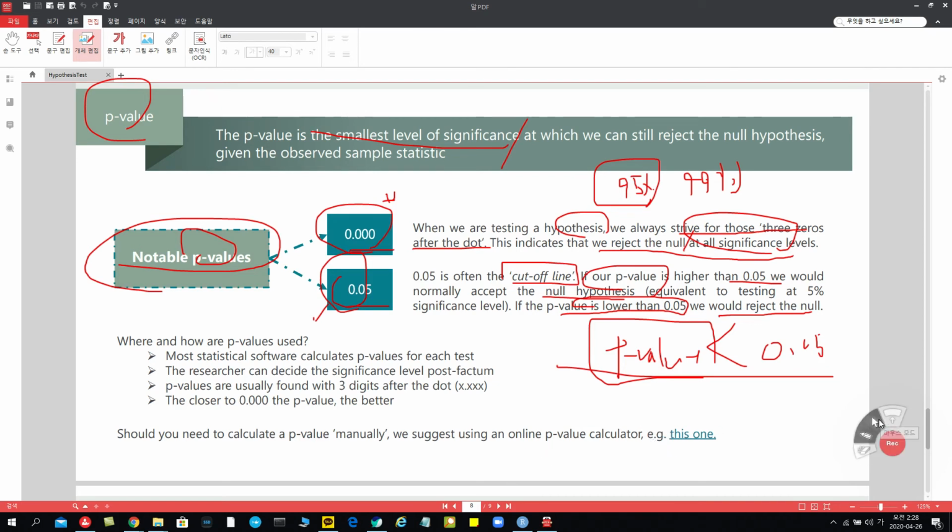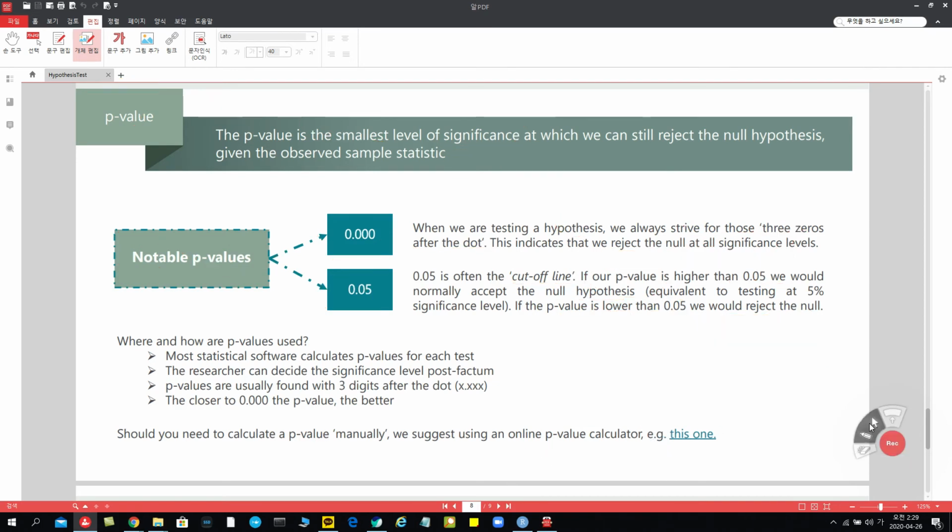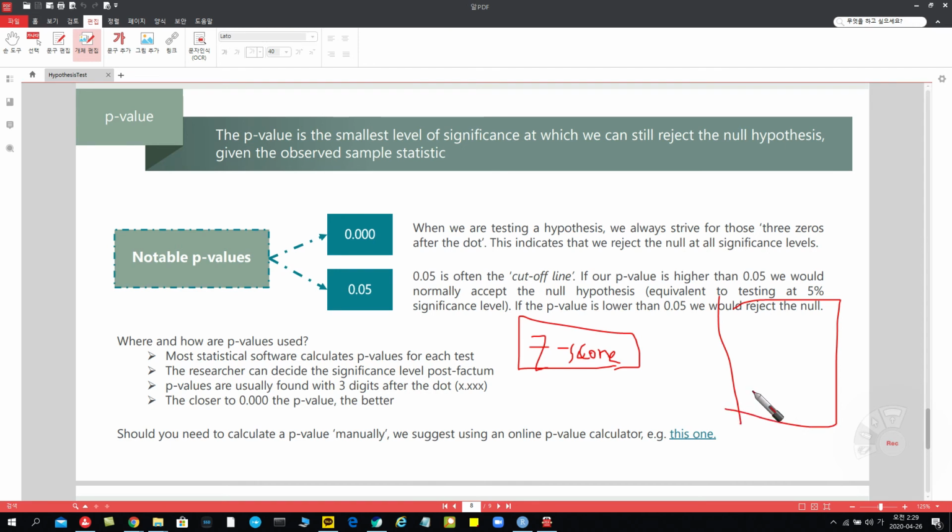I think you are already familiar with this one. Some of you asked me, what is a p-value? Actually, if you get the z-score, if you have a statistics textbook, there is a z-score table. In this table, you can get the result. Actually, this is the p-value.